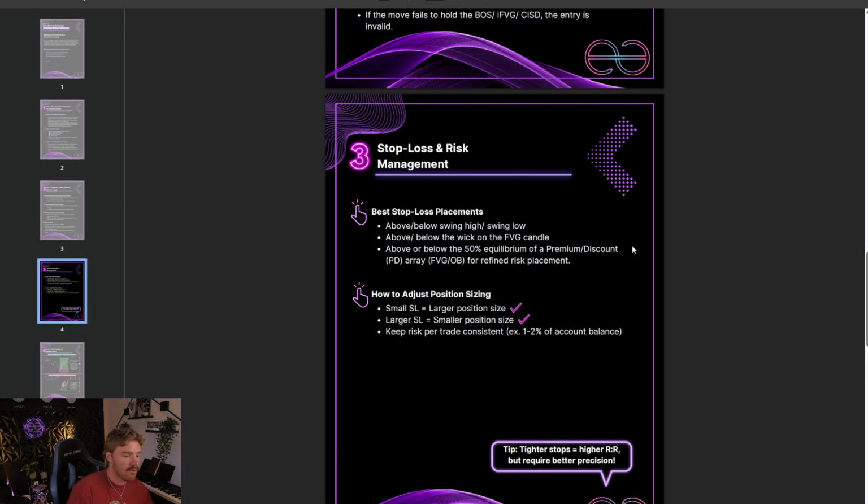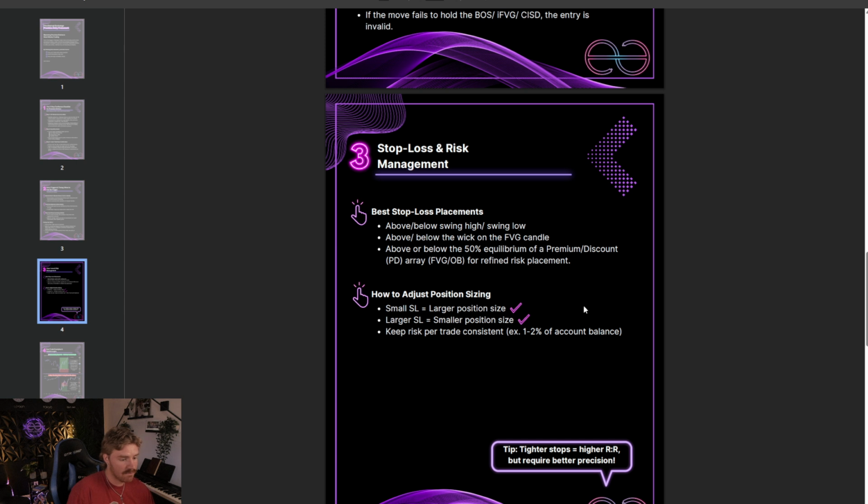So what we want to do is the best places to have our stop losses on trades are above the wicks on our fair value gap candles, above the wicks on our order block candles, above or below swing lows and swing highs. Those are typically the best. You can also look at the equilibrium of a fair value gap sometimes, or of an order block to keep your stop loss just above the equilibrium, but that's not as good of a stop loss. I like to keep them above or below my fair value gaps and my order blocks, right?